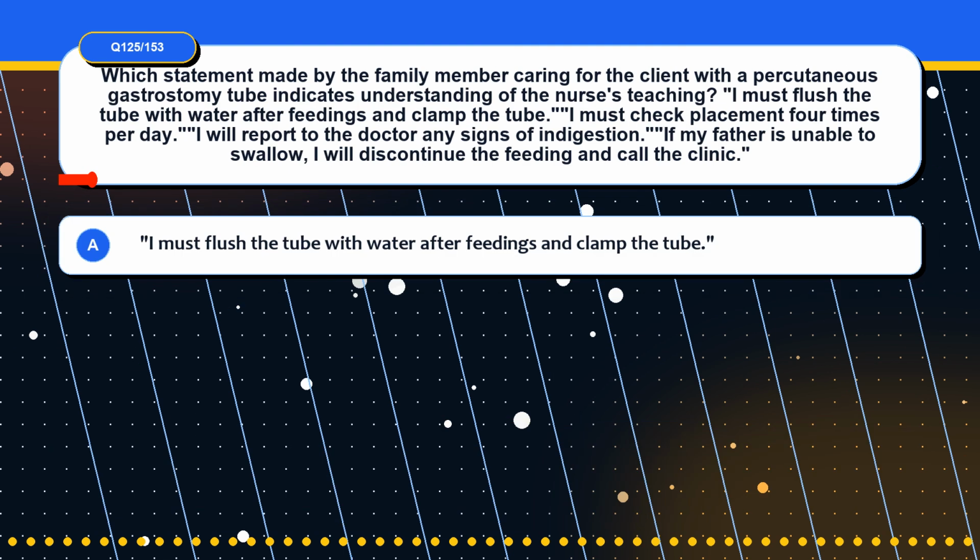Question 125. Which statement made by the family member caring for the client with the percutaneous gastrostomy tube indicates understanding of the nurse's teaching? I must flush the tube with water after feedings and clamp the tube. I must check placement 4 times per day. I will report to the doctor any signs of indigestion. If my father is unable to swallow, I will discontinue the feeding and call the clinic. Here are the options. Option A. I must flush the tube with water after feedings and clamp the tube.